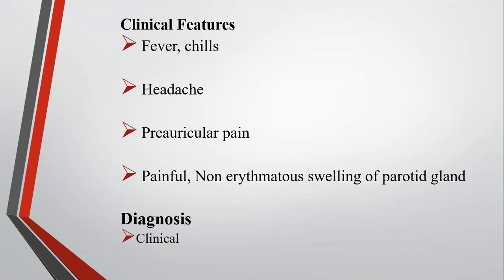So how would a viral sialadenitis patient present to you? He will have fever, as a patient with an infection does. Like a viral cold, you feel chills, so he will have chills. The patient will also present with a headache and pre-auricular pain. There will be a painful, non-erythematous swelling of the parotid gland.